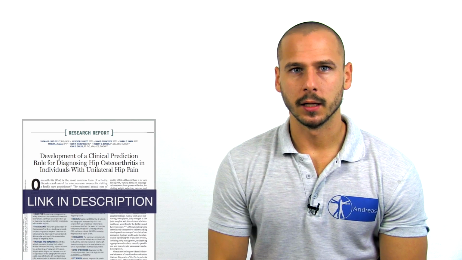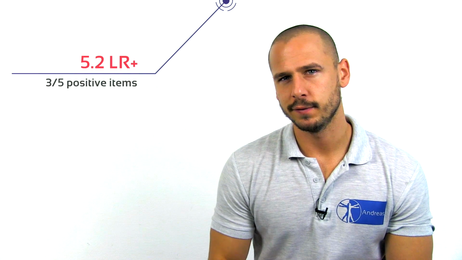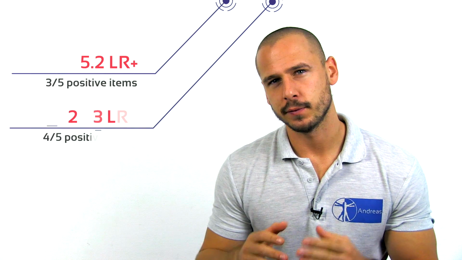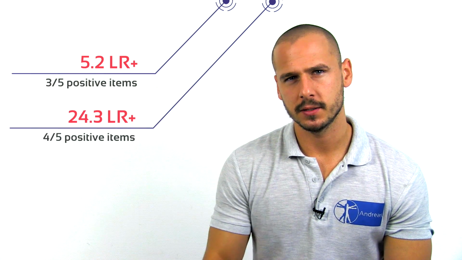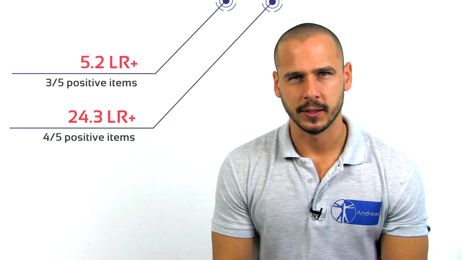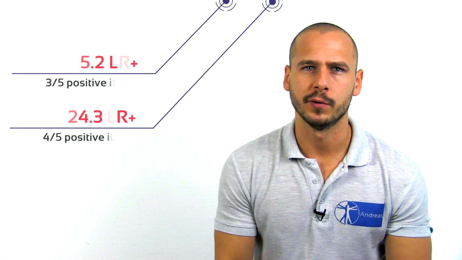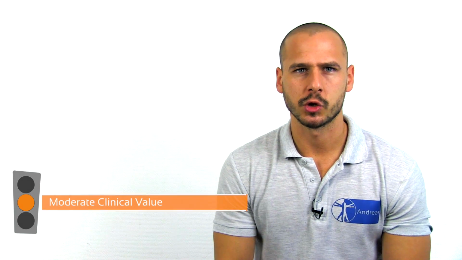According to Sutlive et al., 3 out of 5 positive items result in a positive likelihood ratio of 5.2. In case of 4 out of 5 positive items, the positive likelihood ratio rises to 24.3. The latter has to be used with caution due to the very large confidence interval ranging from 4.4 to 142.1. Furthermore, the clinical prediction rule needs additional validation, which is why we attribute a moderate clinical value.